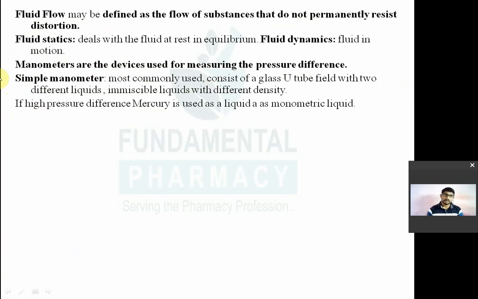How many types of manometers are there? So a manometer is an apparatus or device used to measure the pressure difference. They are classified into three classes. First one is a simple manometer, second one is a differential manometer, and third one is an inclined manometer. Out of that, simple manometers and differential manometers are used, and simple manometers are most commonly used.